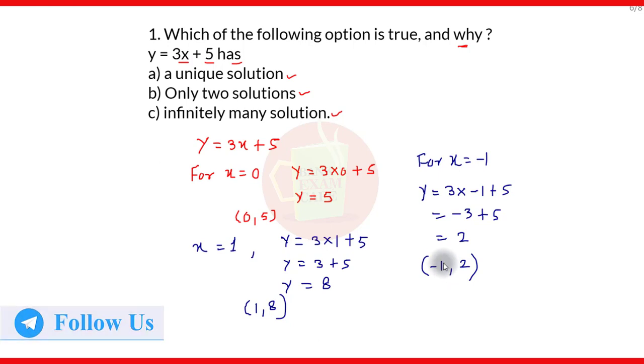Similarly, you can take the values of x as minus 2, minus 3, 2, 3, 4, 5, like this. So you will get infinitely many solutions, and so option C is the correct option: it will have infinitely many solutions. We have solved 3 sets of solutions here, you can take other values of x and you will get another value of y corresponding to that value of x. Now let us move to the second question.